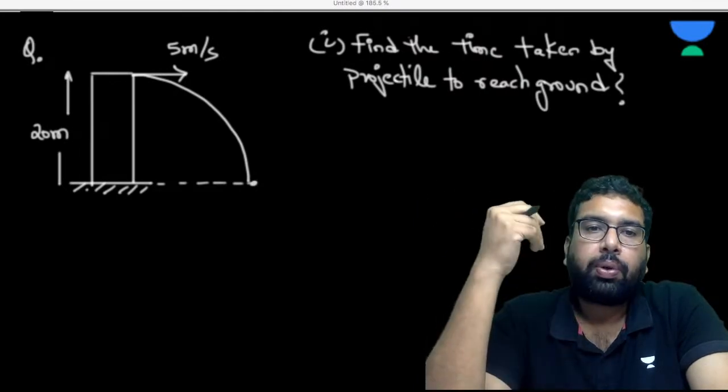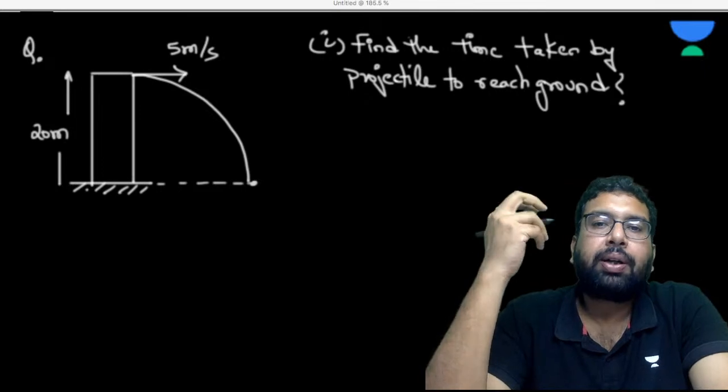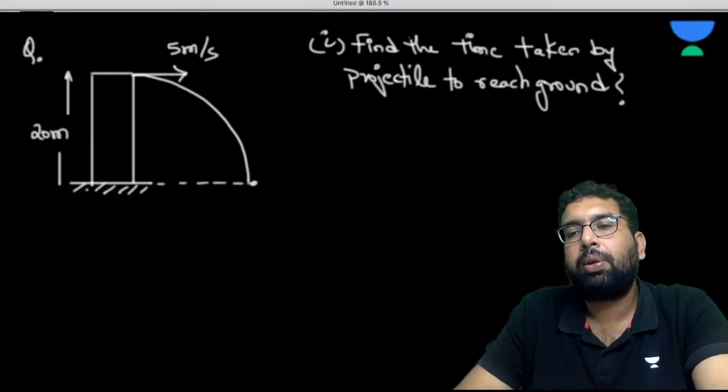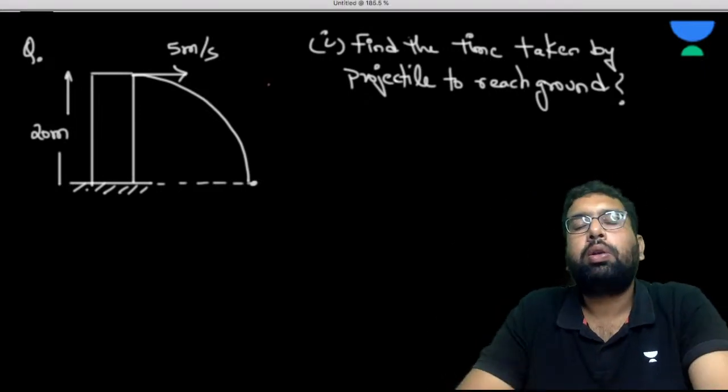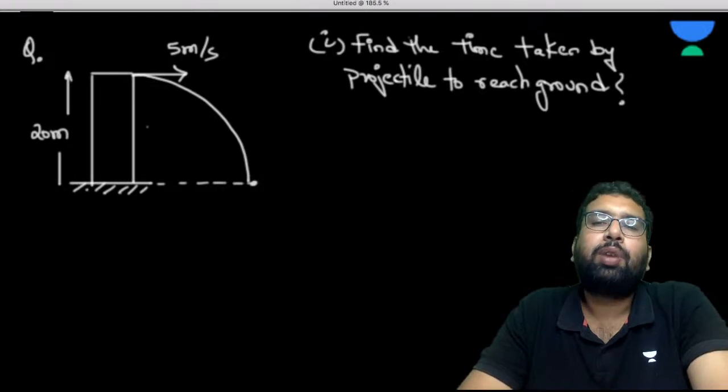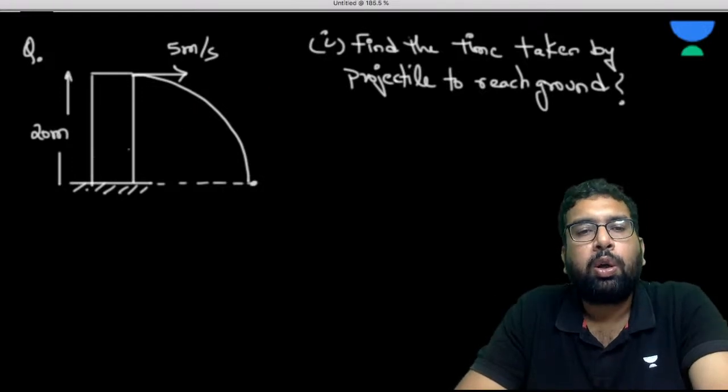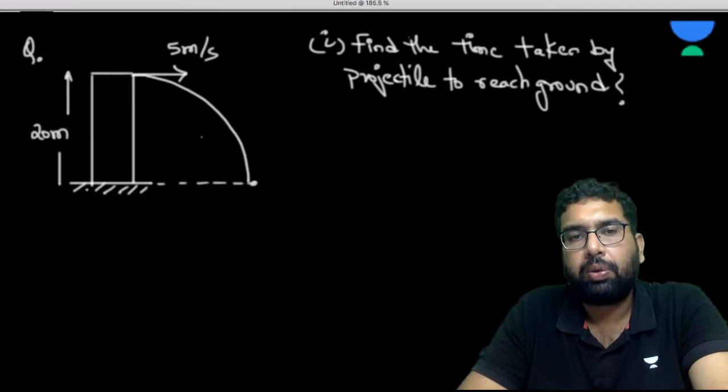Okay. So what is the time taken for this projectile to reach the ground? In what time is it going to reach the ground, my dear? So this is 5 meters per second. See what we have to do. No new concept will be required. We are going to use our old concepts.